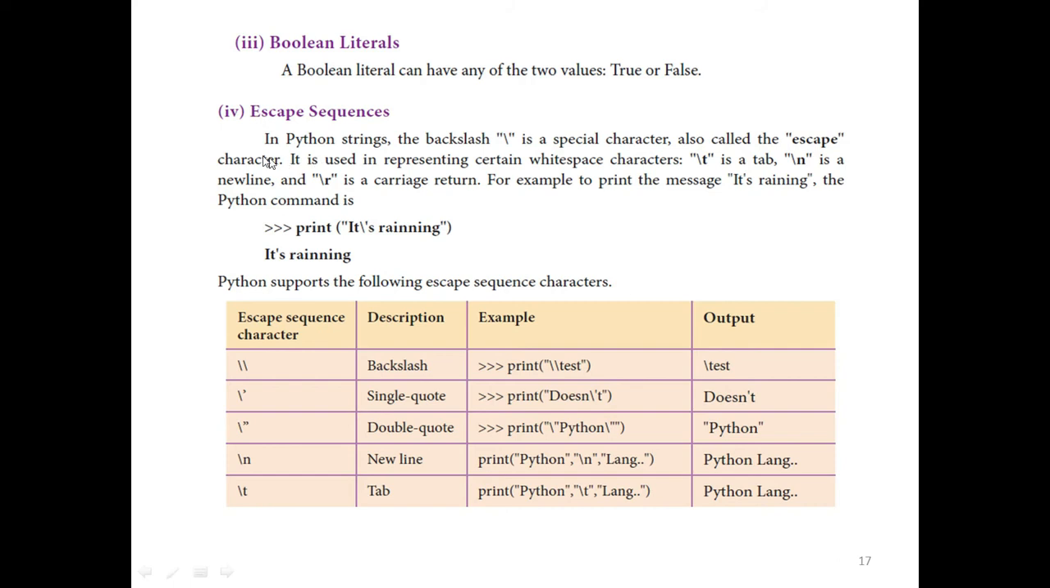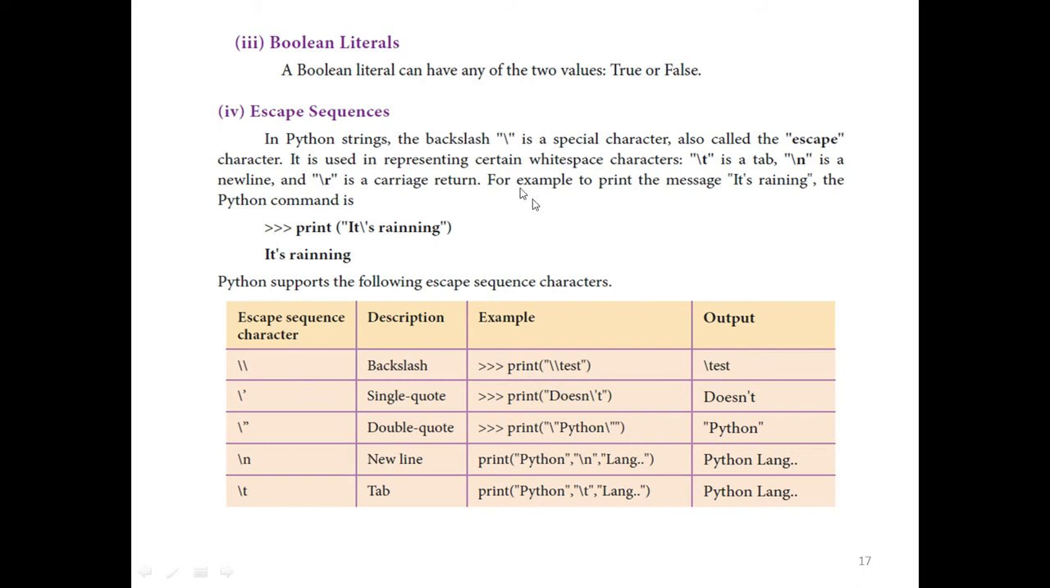In a program we apply the escape sequence. Three more questions to you. What is the definition of escape sequence? In a Python string, the backslash is a special character, also called the escape character. It is used in representing certain whitespace characters. Backslash t is a tab, backslash n is a new line, backslash r is the carriage return. For example, to print the message "it's raining", we simply write print, double quote, it, backslash, single quote, s raining. So it specifies "it's raining".